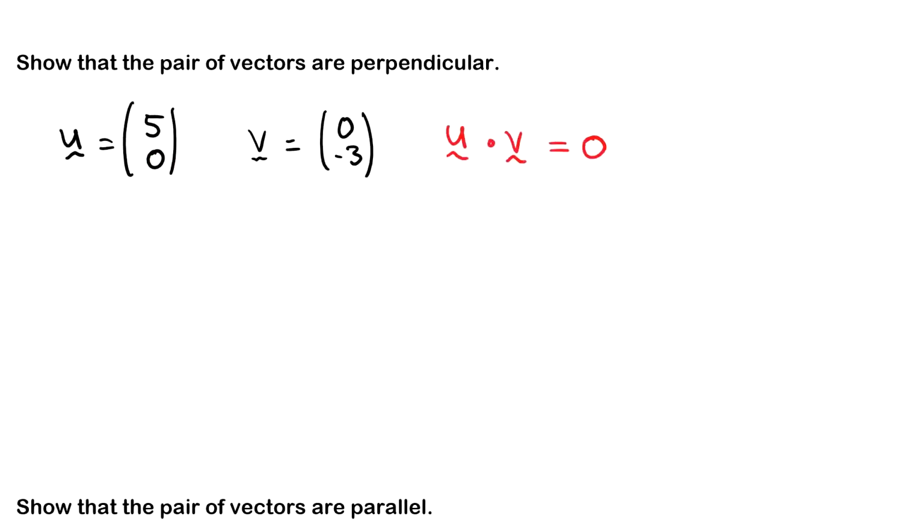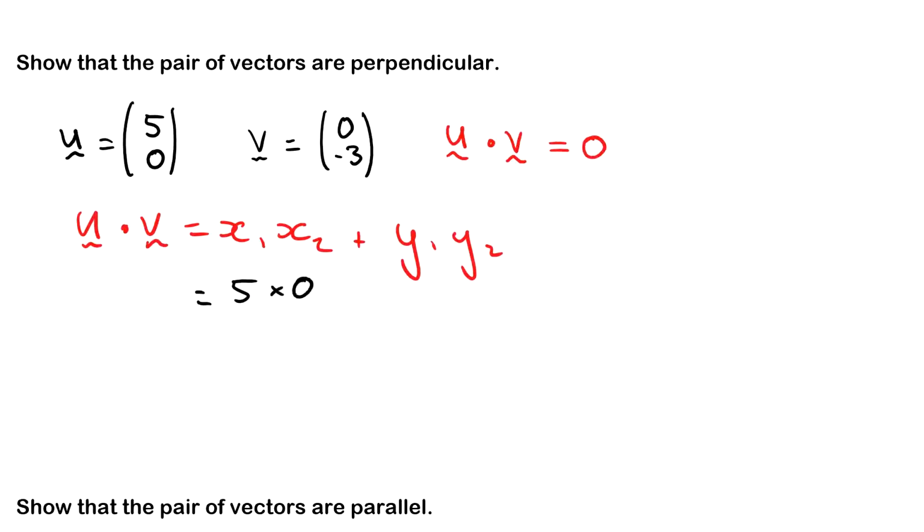So now we're going to answer a question. We need to show that this pair of vectors are perpendicular. Remember, to find our scalar product, it's x1 times x2 plus y1 times y2. So 5 times 0 plus negative 3 times 0 equals 0, so this pair of vectors are perpendicular.